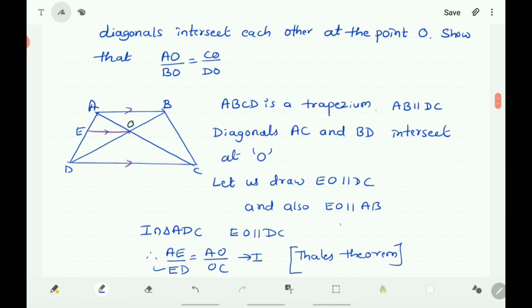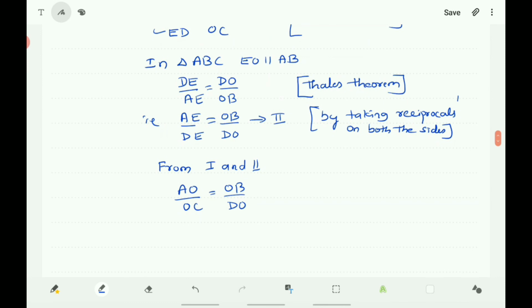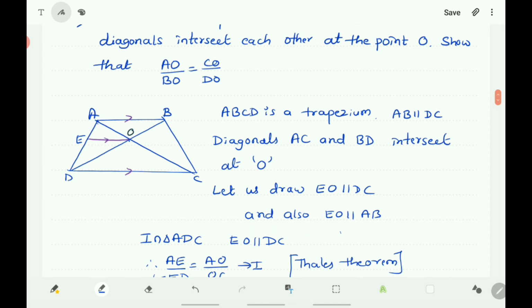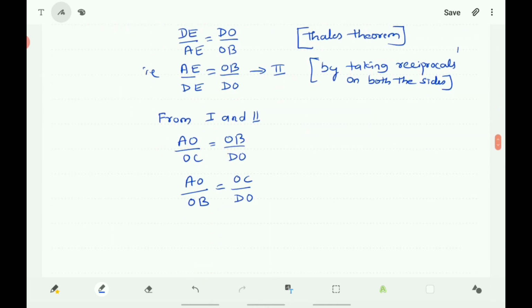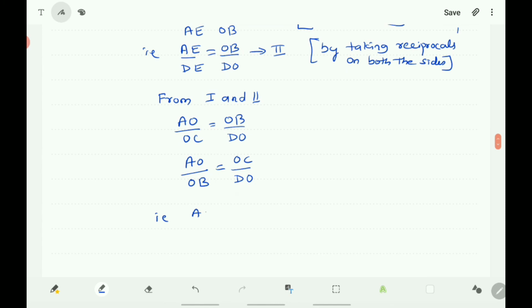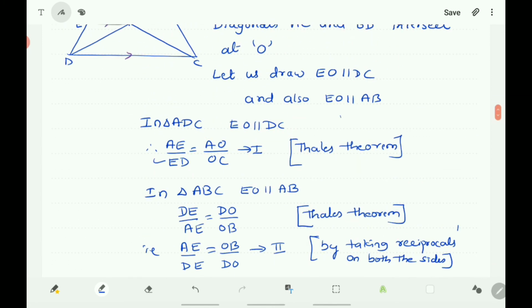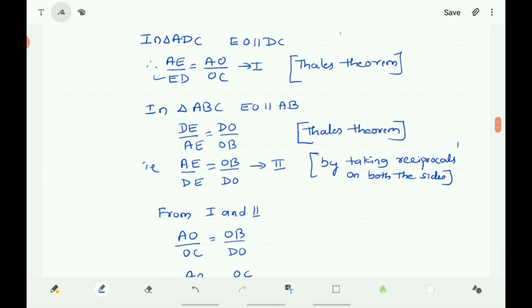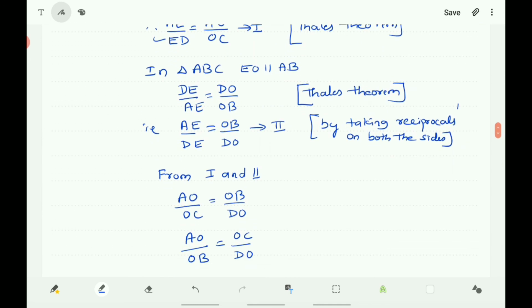Here, what you have to prove? AO by OB. Here, interchange, exchange the places of OB and OC. That is, you take OB here and it is equal to OC by DO, or CO by DO. So AO by BO is equal to CO by DO. Here I have taken the two triangles and we have applied the Thales theorem, and in the second I have taken the reciprocals.